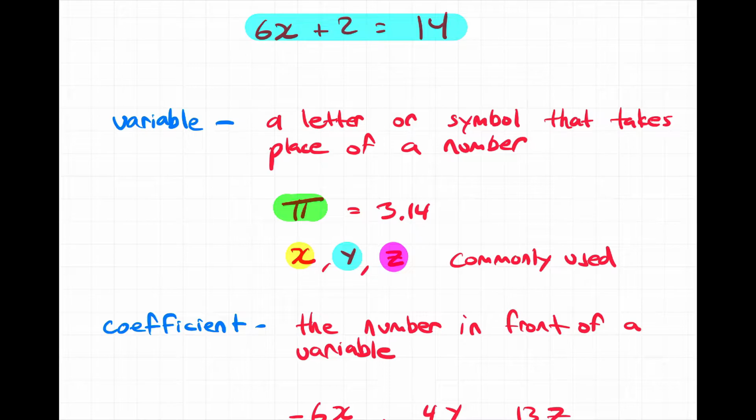We know that pi equals 3.14. So every time you see that symbol, you know that it equals that value. Okay, and the next one is a coefficient.